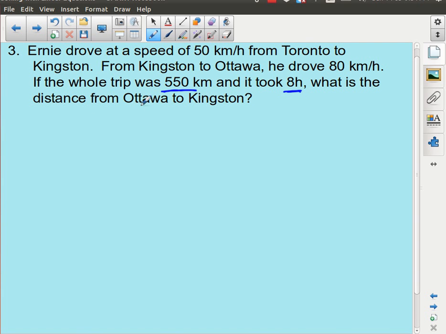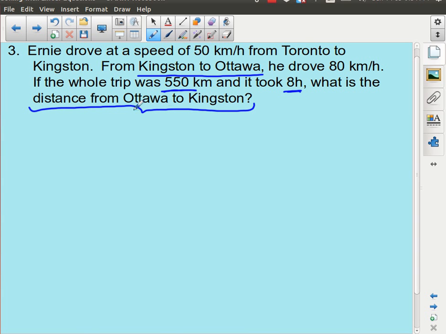We want to know what is the distance from Ottawa to Kingston. So again, a little hint there. If the distance from Ottawa to Kingston is one of the things we want to know, and part of the trip was also from Toronto to Kingston, Kingston to Ottawa is the same as Ottawa to Kingston, so part of the trip was from Toronto to Kingston, and part of the trip was from Kingston to Ottawa, and we're interested in the Ottawa to Kingston part. That's the same as this part right here.